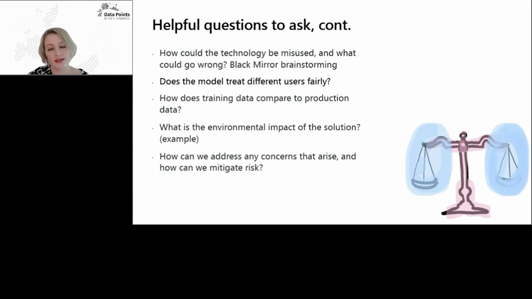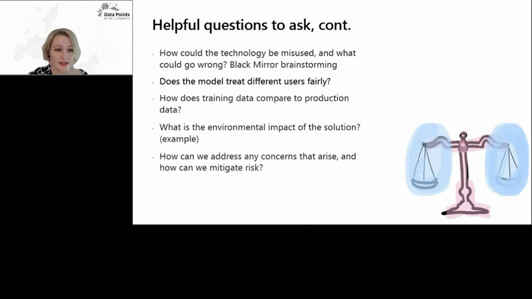We ask, does the model treat different users fairly? So it might be a very accurate model overall, but there might be one user group that it's performing very badly for. We ask, how does the training data compare to production data? So is this training data a good representation of how it will be used in production? We ask, what is the environmental impact of the solution? So if each time we need to train a language model, it uses as much energy as a city, then that is a serious consideration we need to take.